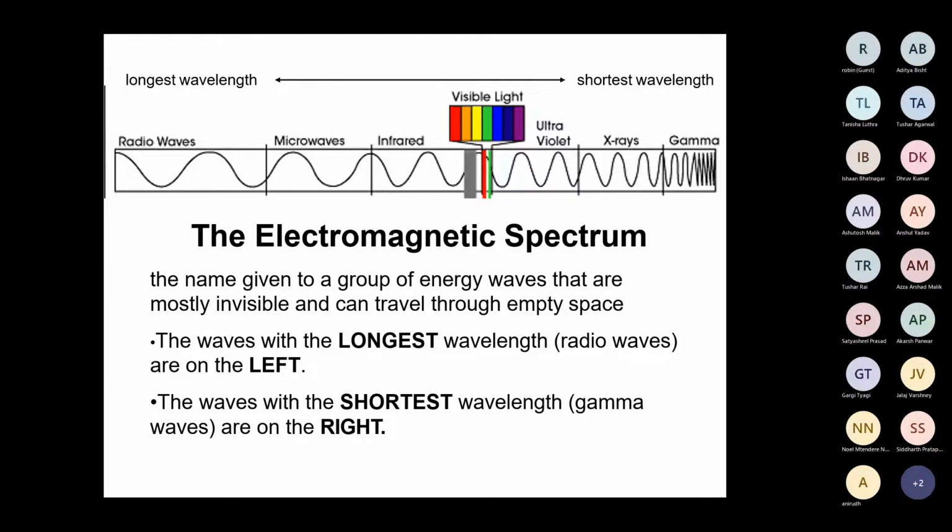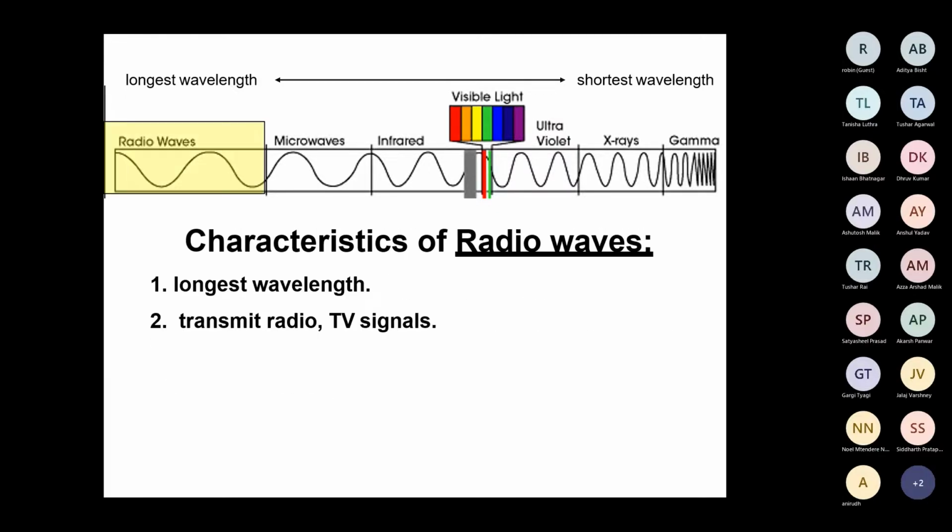The waves with the longest wavelength, radio waves, are on the left side, on the left side from the visible light. So these are called the radio wavelengths, right? Radio waves start from a distance. The waves with the shortest wavelength, gamma waves, are on the right side. On the right side we can see the shortest wavelength, and it's very harmful for humans.